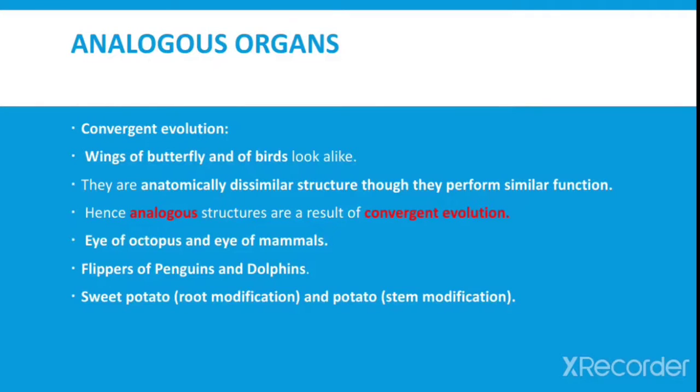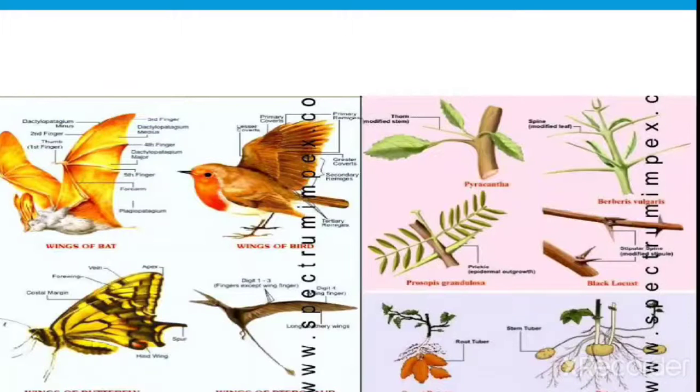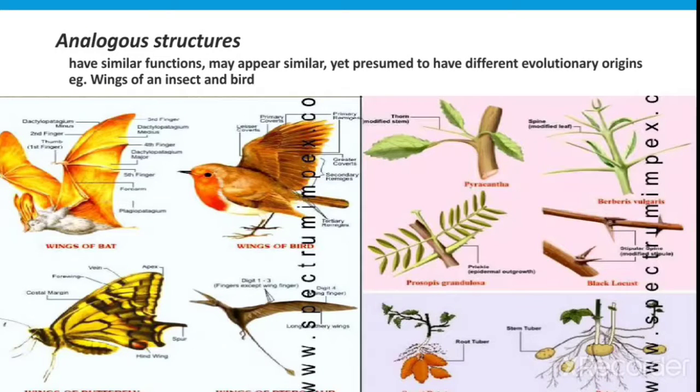Their appearance becomes the same. Other examples are like eye of octopus and eye of mammals, flippers of penguins and dolphins, then sweet potato, which is a root modification, and potato, which is a stem modification, are other examples of analogous organs. So here in this figure we can see some of the analogous structures in case of plants as well as in animals.